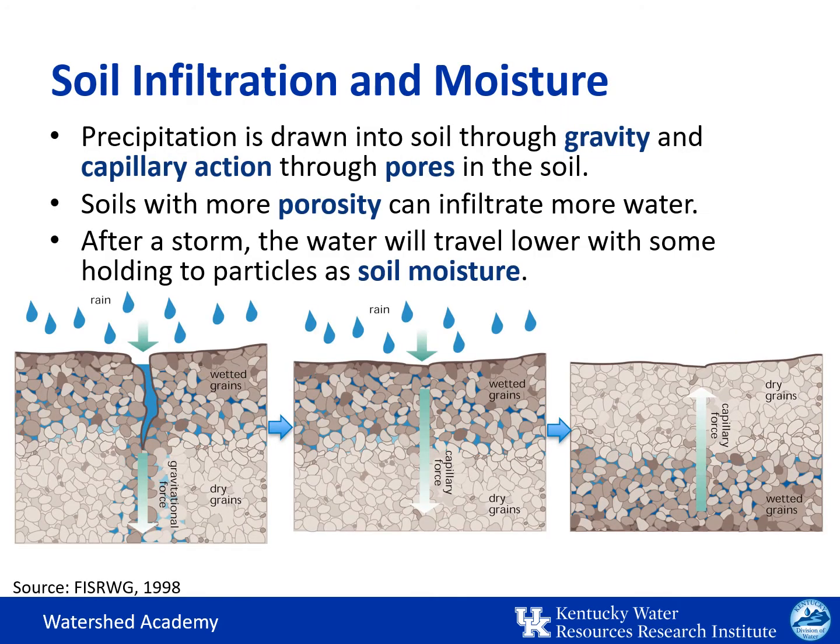What precipitation does make it to the ground is drawn into the soil through gravity and capillary action. You know, that process that works upon paper towels to suck up water off a countertop. So this is pulling down through the pores in the soil. Soils with more porosity can infiltrate more water. Some are very compact and some are looser. After a storm, the water will travel lower with some of the particles holding water there as soil moisture. The maximum amount of rainwater that can enter a soil at a given time is called the infiltration capacity, and it's influenced by the soil type.